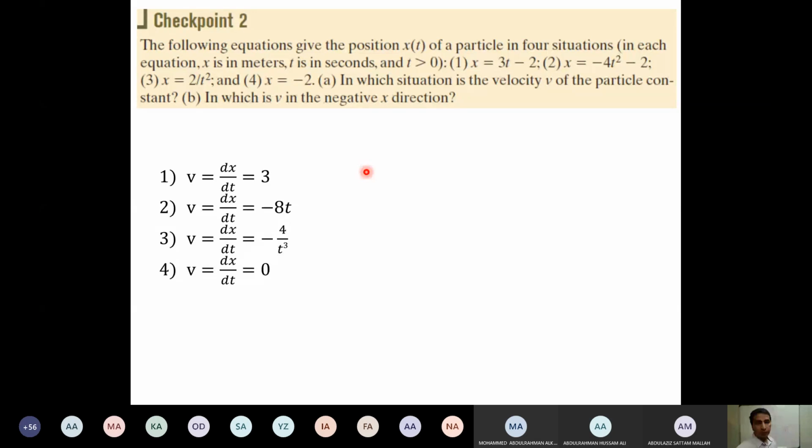Now, when it comes to the negative, I solve these problems. Here you see that the negative sign appears, which is explicitly showing you that in situations 2 and 3 the velocities are negative. No matter what time you put here, because time is a positive quantity, the answer you will get will always be negative.